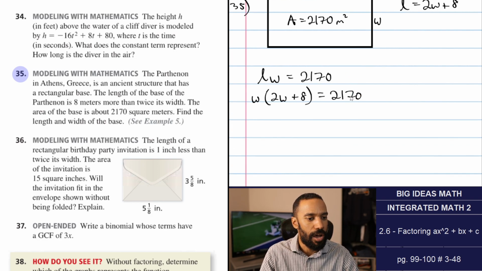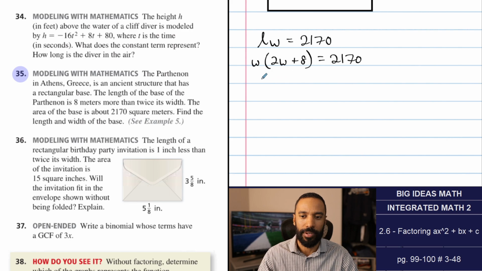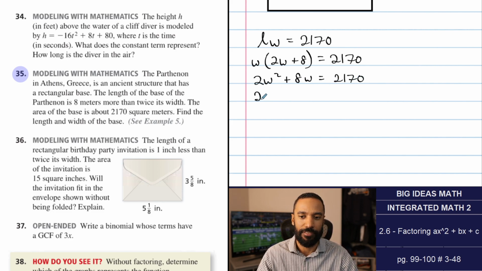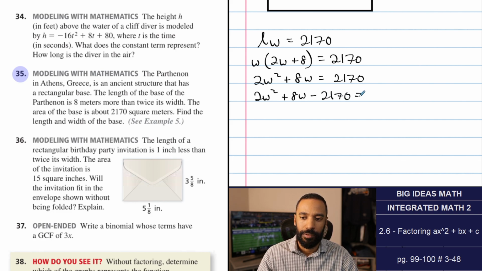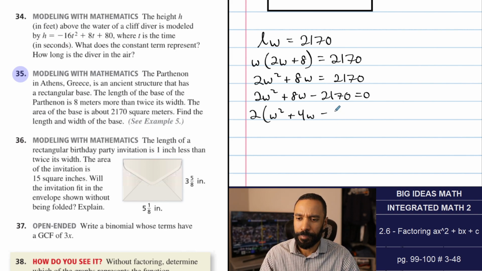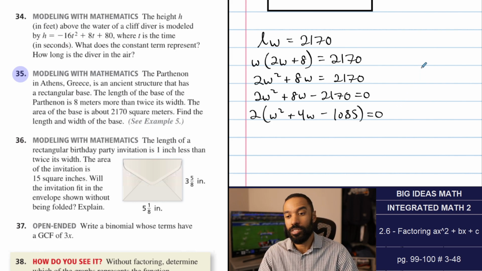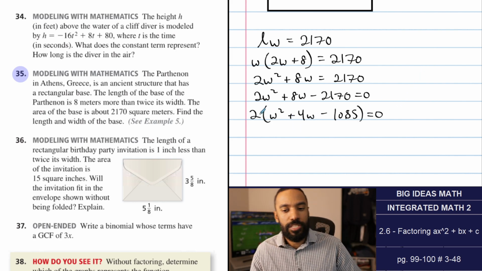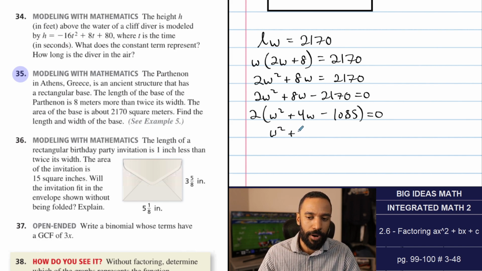Okay, now we're going to try and solve this thing. Find the length and width of the base. So I'm going to distribute w and get 2w squared plus 8w equals 2,170. Subtract 2,170 from both sides to set it equal to 0. And then factor a 2 out or divide both sides by 2, however you want to put it. But we should get this. Oh, what is that? 1085? Honestly, I don't know the factors of 1085. I know I can divide by 5. This might be a second for me. But divide everything by 2 and you just get this part here.